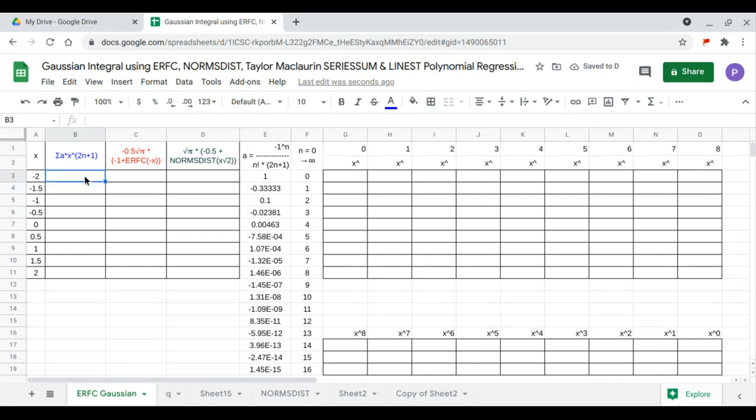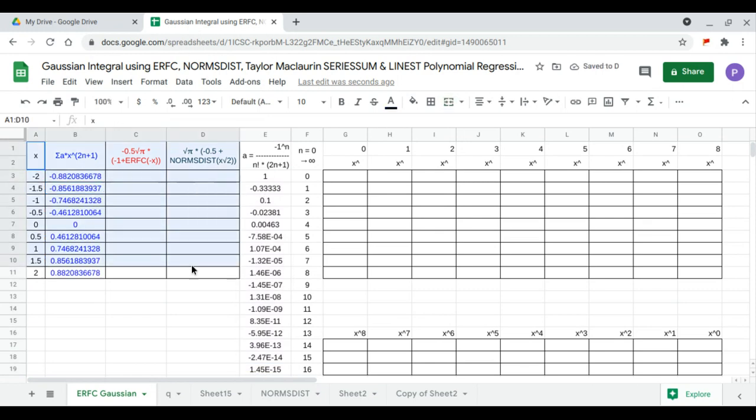Now we can complete the Taylor-Maclaurin series sum expansion of the Gaussian integral. Our formula, series sum of the x values raised to the power 2n plus 1, where 2n plus 1 starts from 1, because n equals 0 is 1, so it starts from 1. Then n equals 1, that's 1, 3, 5, 7, 9, so the interval is 2. And the coefficient is this range.